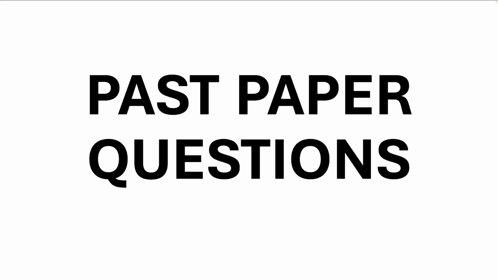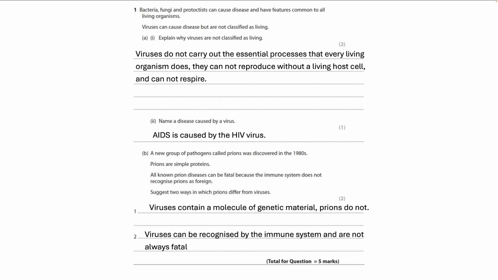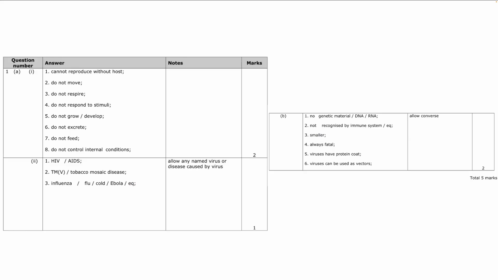Now we're going to move on to some past paper questions. These are questions I've taken from real Edexcel iGCSE papers, and they're the kind of questions you're likely to be asked about this topic in the exam itself. Try this first question. Pause the video, give it a try. Here is my answer to it, and here is the mark scheme. As you can see, for the first question, which is a very, very common question, it's repeated in a lot of papers, so make sure you learn it. You have to prove why a virus isn't considered living.